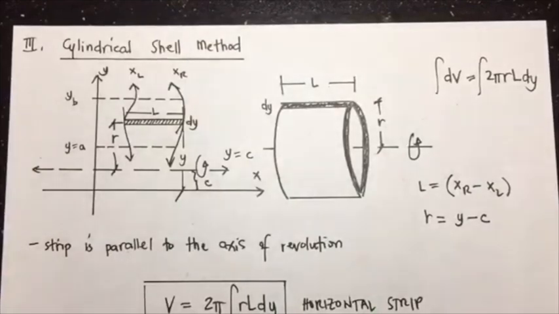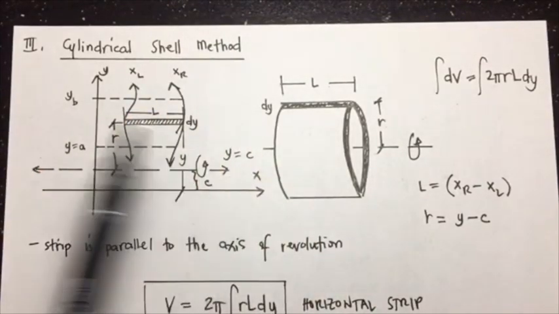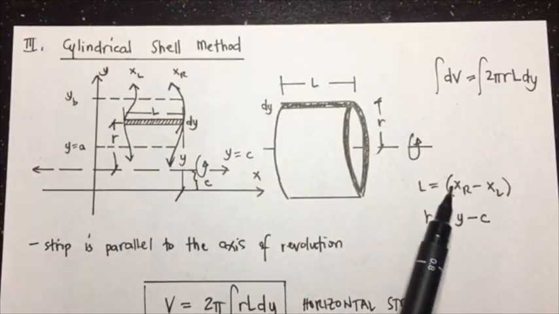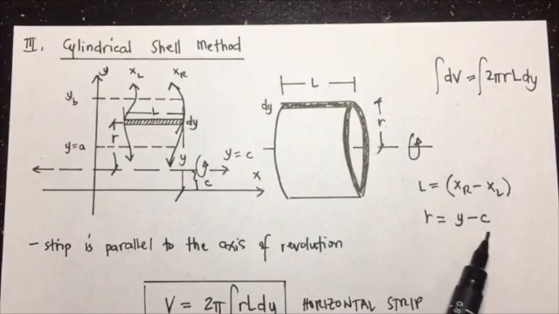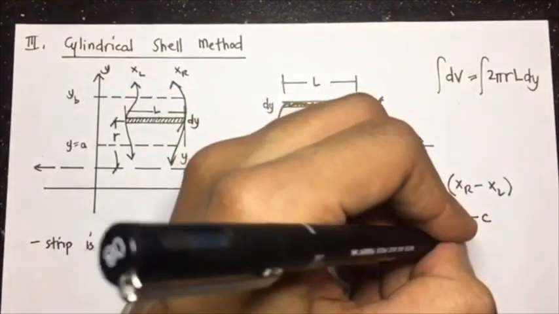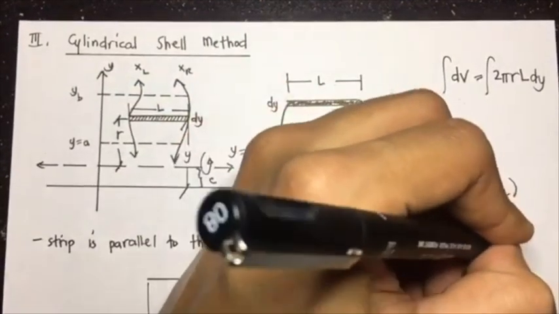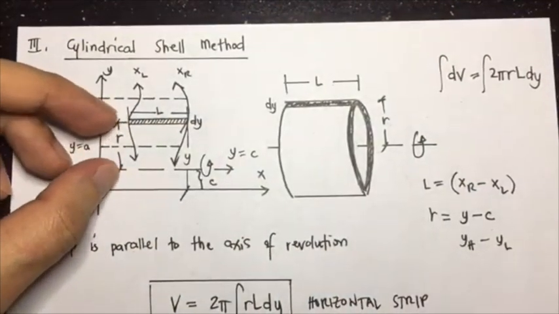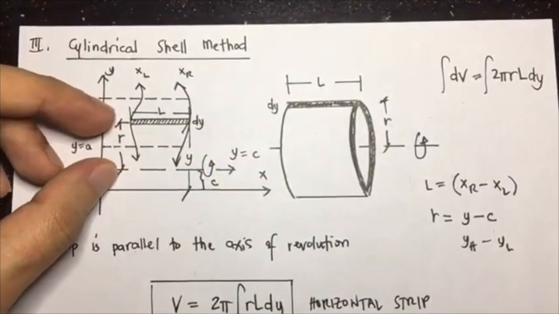Okay, so in different positions, you still need to apply that concept. The xr minus xl, and then the y high minus y low. Okay, this is actually y high minus y low, for us to get the length, or the radius R.